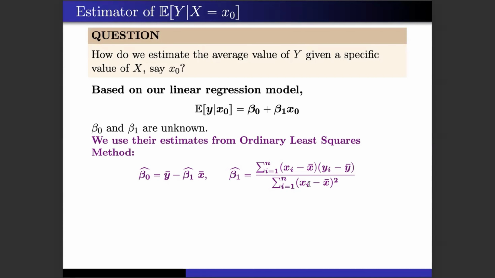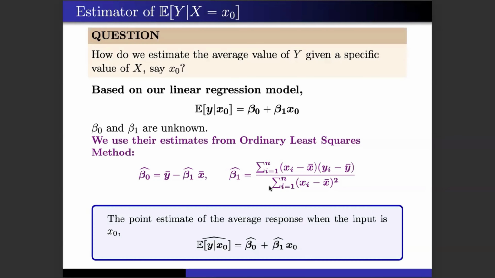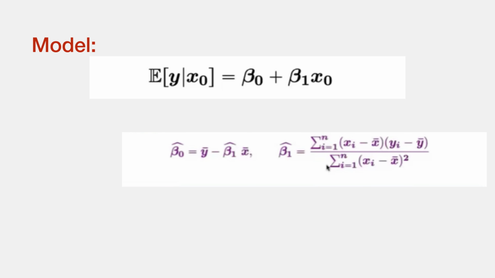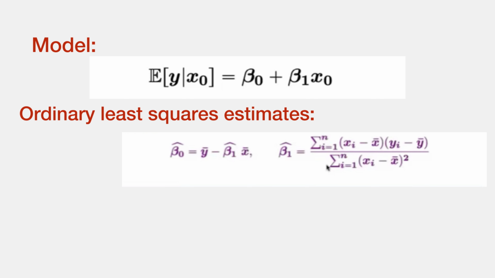These are the estimates of beta naught and beta 1 we have already seen. Plugging these values into the equation, we get an estimate of the average response at x equal to x naught. And this is our point estimate of the average response when the independent variable is equal to x naught. So just to summarize, we started with the theoretical model: expected value of y given x naught is equal to beta naught plus beta 1 x naught. We estimate the coefficients beta naught hat and beta 1 hat using the data set, and we used the ordinary least squares estimation method there.